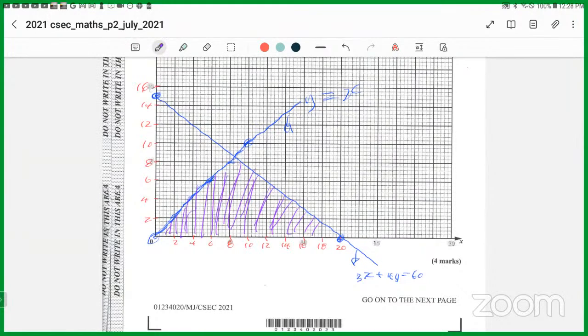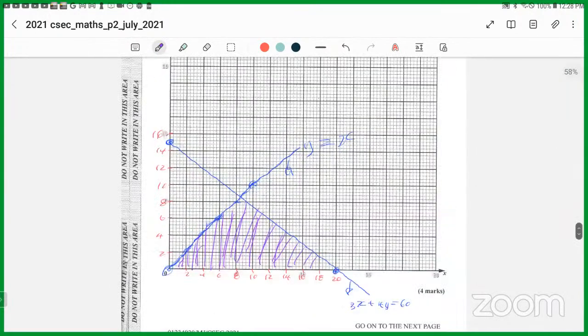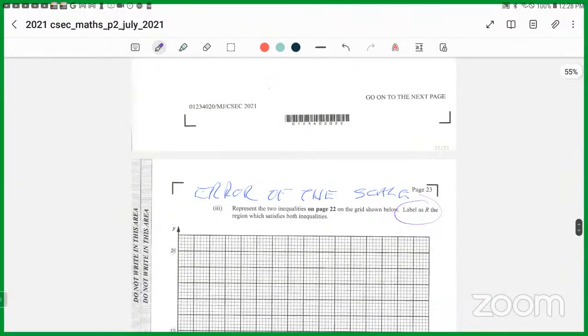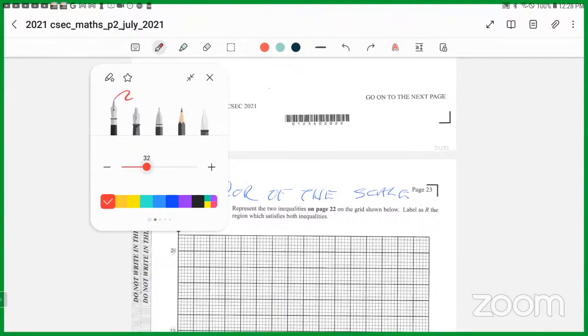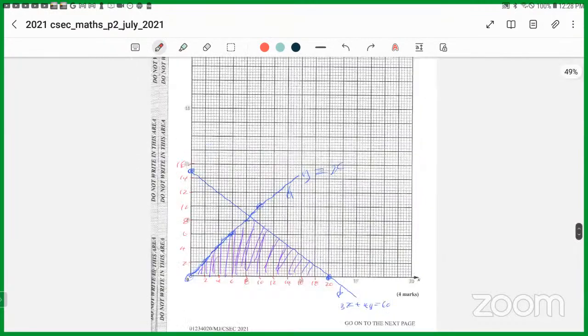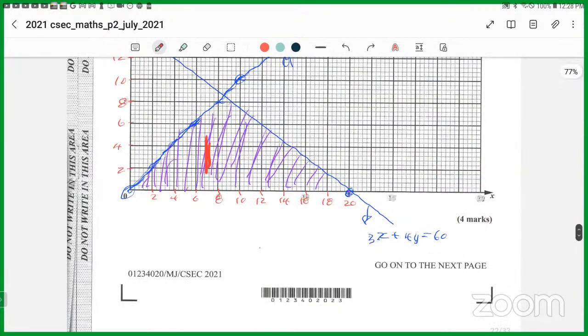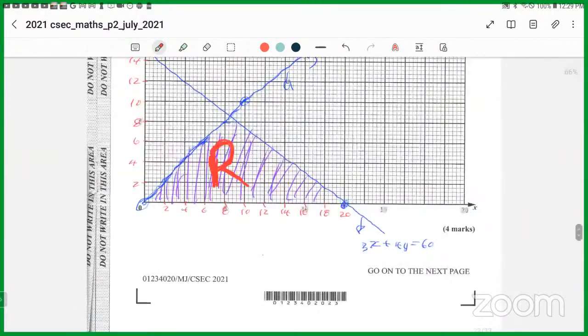Oh, label it as R, right? So label it as R. Did they say that? Label it as R. And put a red R on it. They didn't say shade, they said leave it as R. That is it. That's the correct answer, guys.